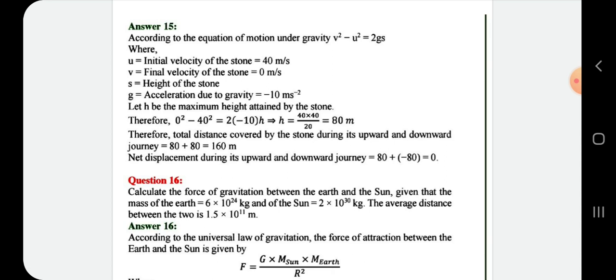Therefore, total distance covered by the stone during upward and downward journey is 80 plus 80, that is 160. Net displacement during upward and downward journey will be plus 80 minus 80 is equal to 0.